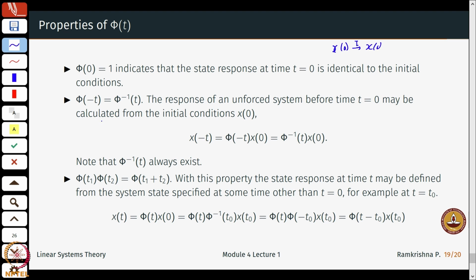Now, phi of minus t is simply the phi inverse of t. Physically, what does it mean? This is the response of an unforced system before time t equal to 0, which may be calculated, and this can actually be calculated from the initial conditions, because what is my solution? I always wrote the solution in terms of phi of t: x of t is phi of t, assuming that the initial time is 0, times x at 0. Now, I just look at what is x at minus t. This is simply phi at minus t times x 0, and this is phi inverse of t times x 0. Assuming that we could actually derive this thing.